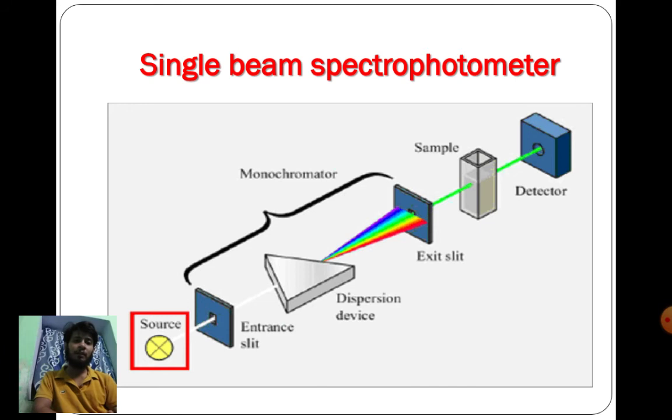As seen in the figure, the light passes from the source, entrance slit, dispersion device and exit slit. They are all part of a monochromator. So first, the reference sample, with the help of which we set the spectrophotometer at a zero absorbance value, and after that we are going to fill it with our tested sample and measure its absorbance value with the help of a detector.